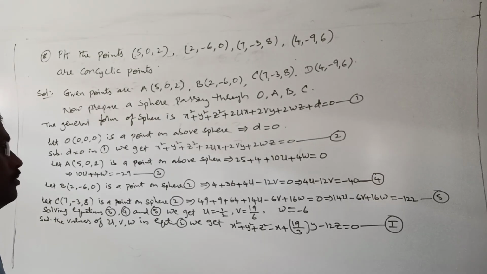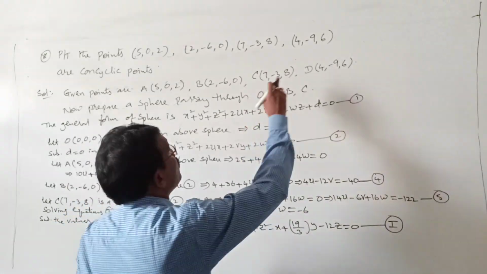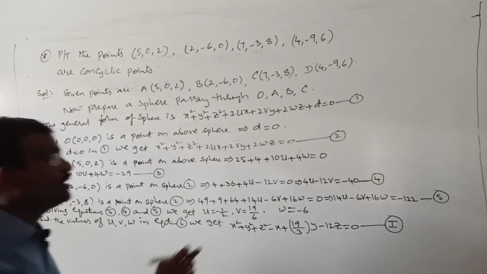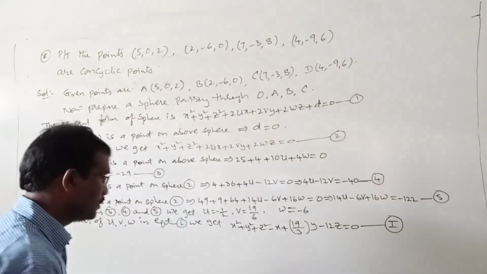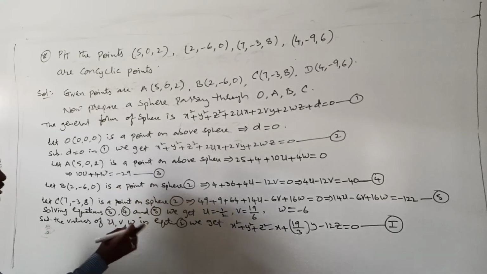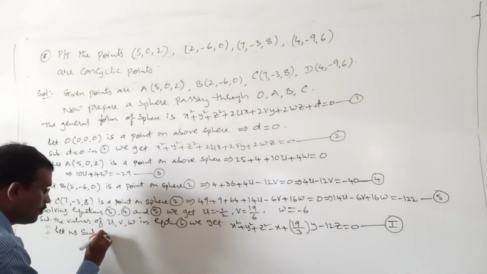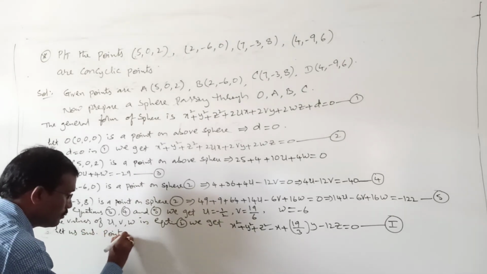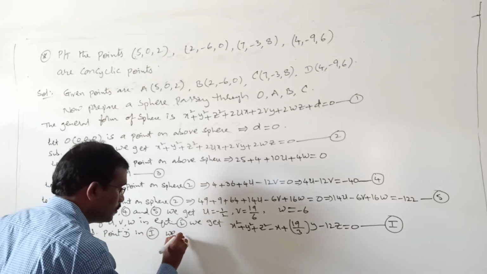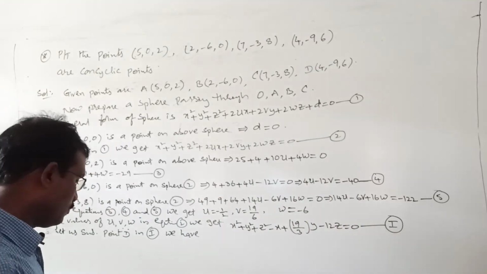Now you got the sphere equation. Once verify whether this sphere is passing through this D point or not. Here only it is better to verify. For that substitute the D point here. Let us substitute point D in big expression 1. What do we get?